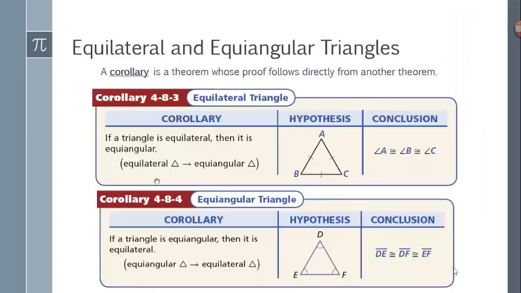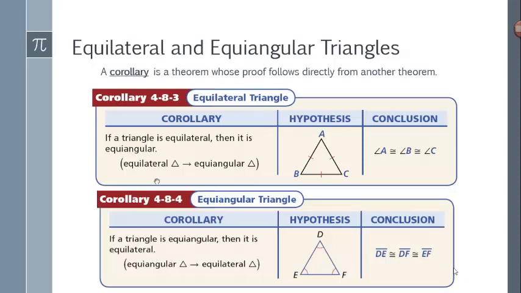Okay, we also have a few theorems about equilateral and equiangular triangles. These are actually technically called corollaries, which are just theorems that follow right from another theorem. So we might be using another theorem in the proof of these corollaries. So if a triangle is equilateral, then it's equiangular. And likewise, if a triangle is equiangular, then it's equilateral.